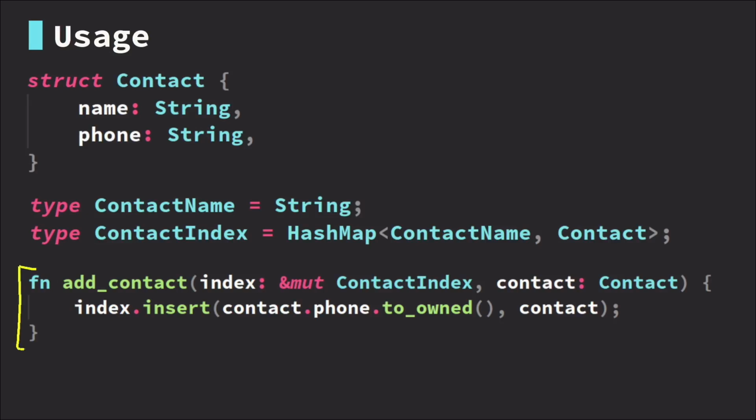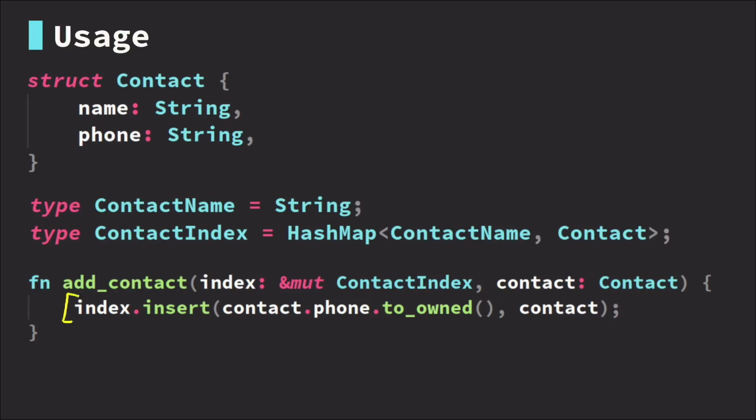We have a function named addContact, and it takes a contact index, which is a mutable contact index. So instead of writing out hash map contact name contact within our function signature, we can just put contact index because we defined it as a type alias. We also accept a contact as a function parameter, which is just the contact structure.